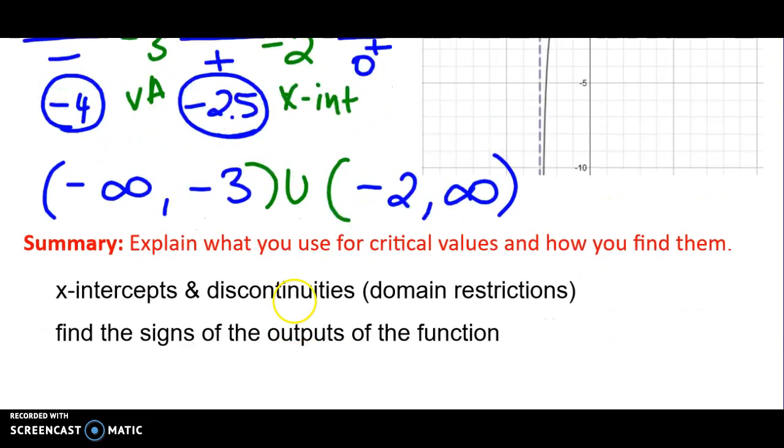So when you're looking for critical values, you want the x-intercepts and the discontinuities or the domain restrictions, and you need to find the signs of each and see where your function is positive or negative.